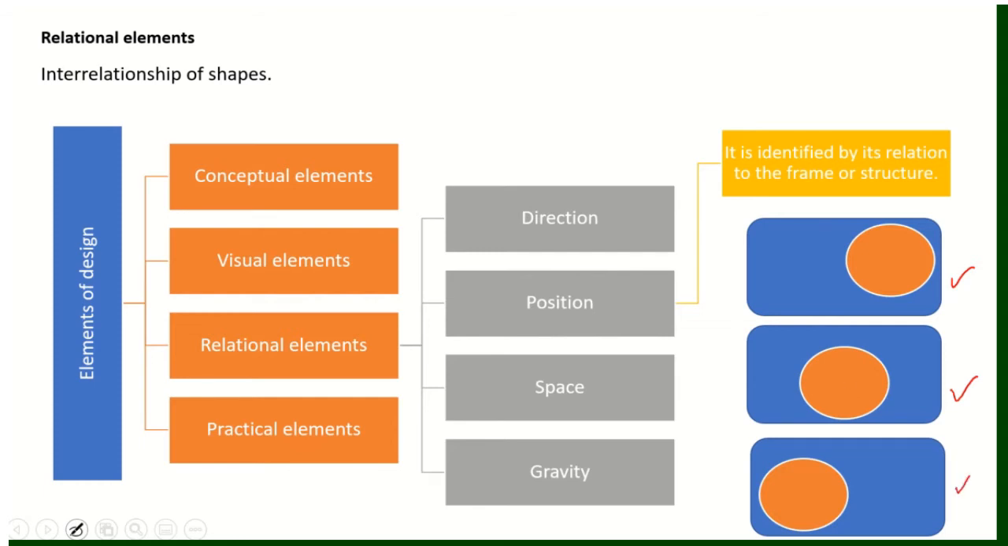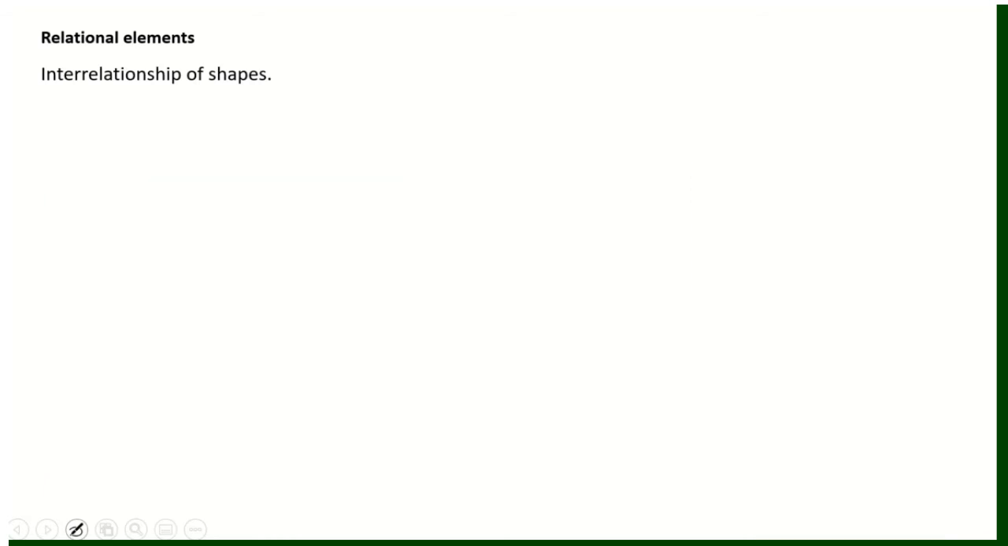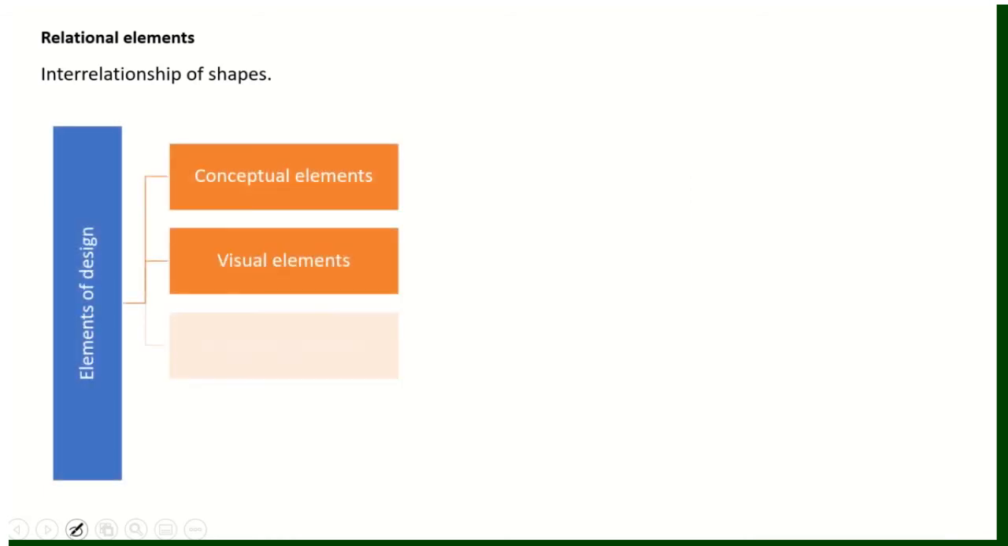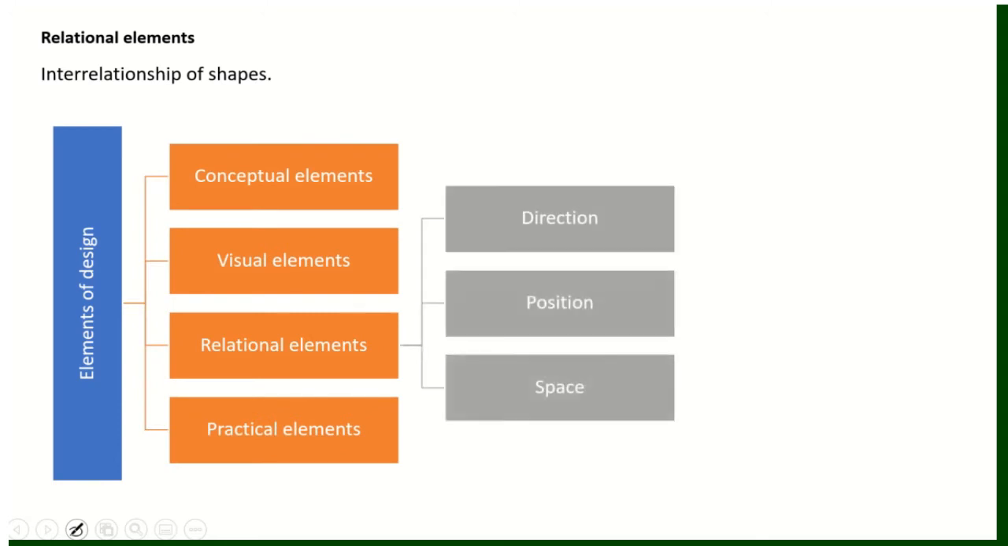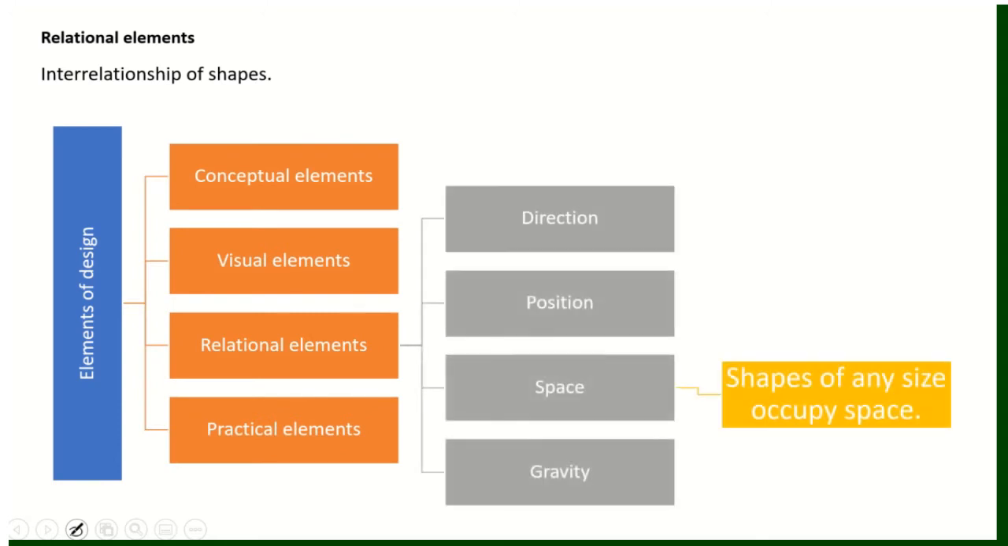In the third case the circle is positioned or inscribed in the rectangle at a bottom corner. So this is how the position gives the relation between the frame or structure. Let us see the next relational element, that is space. Space is nothing but what?